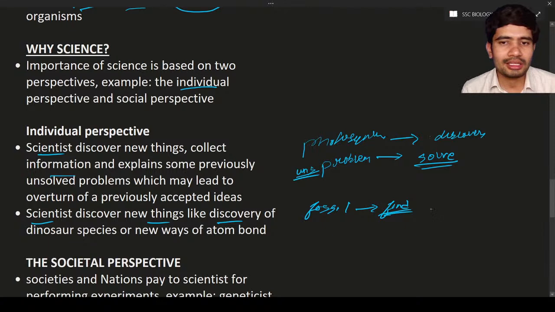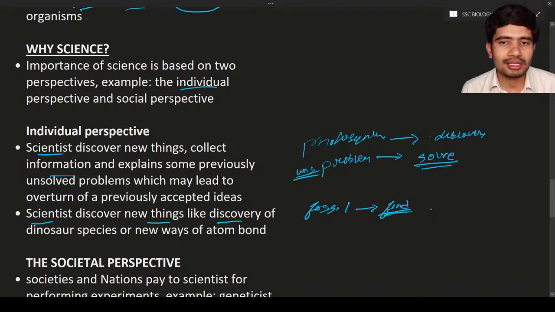Here the scientists are going to discover dinosaur species based upon the size of the bones and some characteristics of the bones. They will discover new species of dinosaurs, and also new ways of atom bonding, how many types of atoms there are and in how many ways atoms can bond. With the help of their research, they will find these things, new ways of binding of an atom, or atomic bonds. This is about the individual perspective.